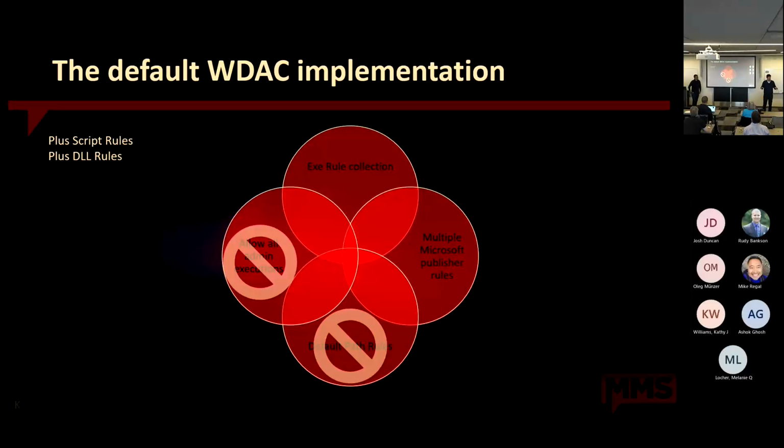WDAC starts with, I trust everything that is installed on a freshly installed operating system. That's how WDAC starts. And they do that because everything that is installed on a freshly installed operating system is signed with Microsoft code signing certificates. And they trust a number of specific Microsoft code signing certificates that are used to sign operating system binaries. That's how WDAC starts out.